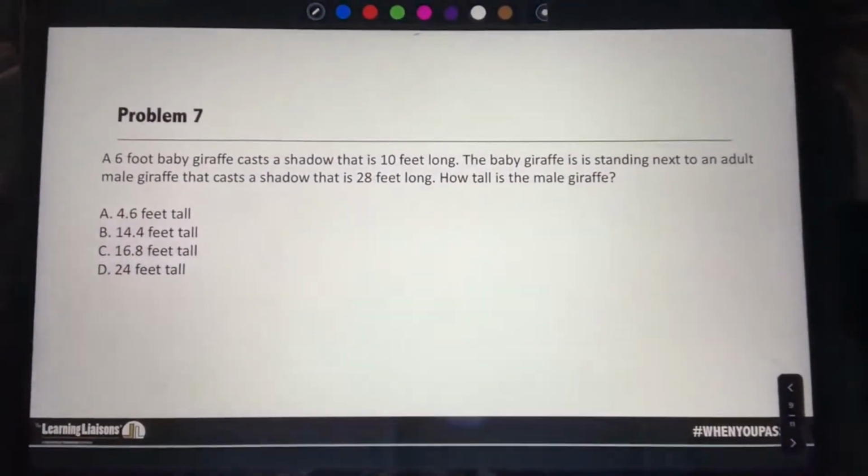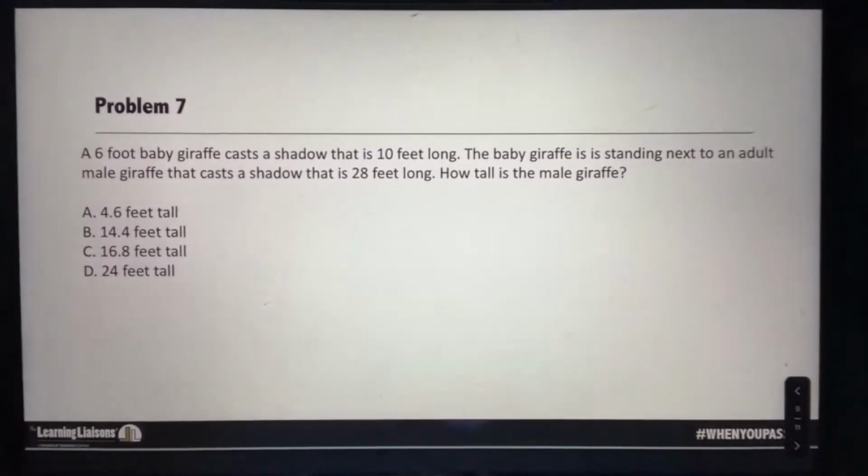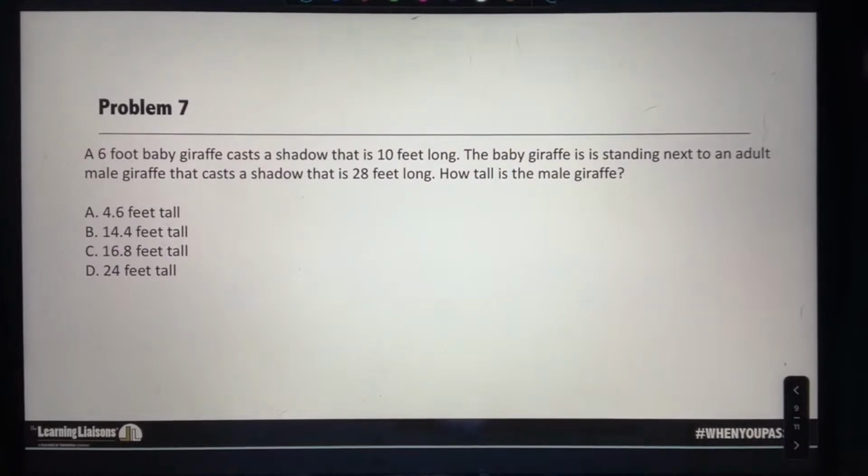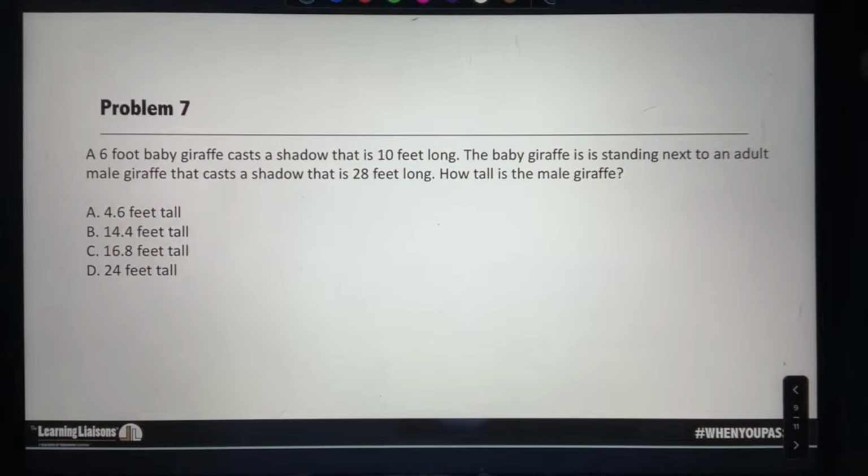A 6-foot baby giraffe casts a shadow that is 10 feet long. The baby giraffe is standing next to an adult male giraffe that casts a shadow that is 28 feet long. How tall is the male giraffe?